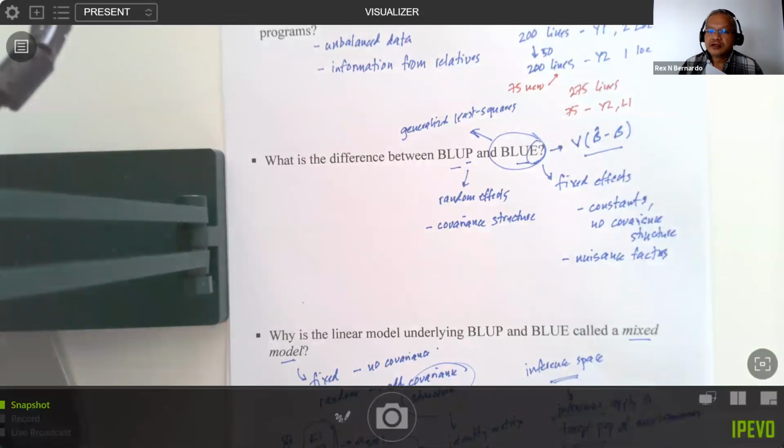Let's see. What if all factors in the models are random? What will be the fixed factor in the mixed model? Yes, it will just be the overall mean. If all the factors are random, there still is the overall mean, and that would be the only fixed effect.